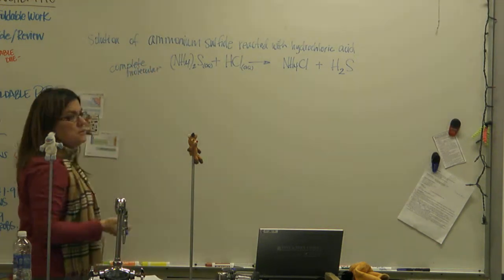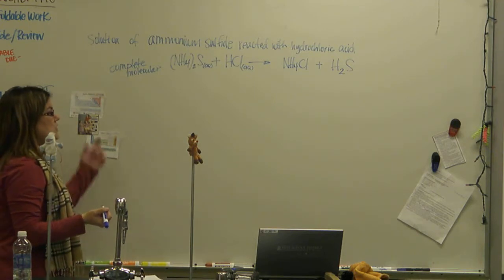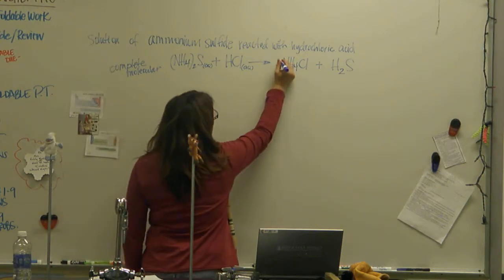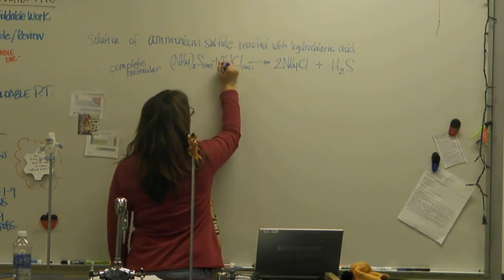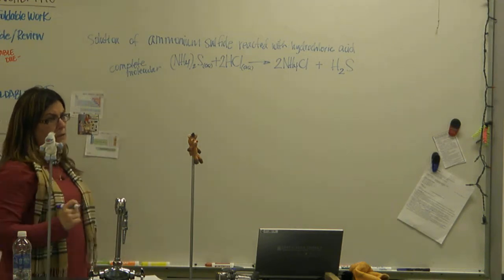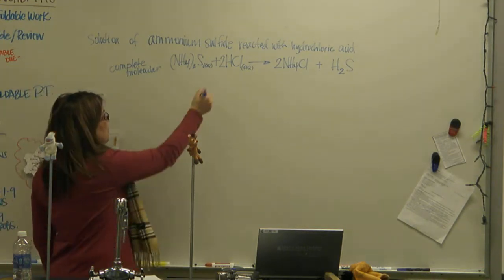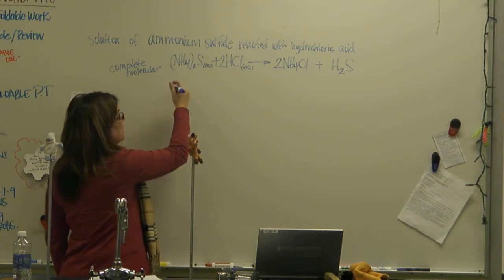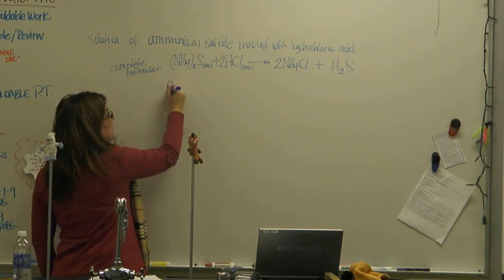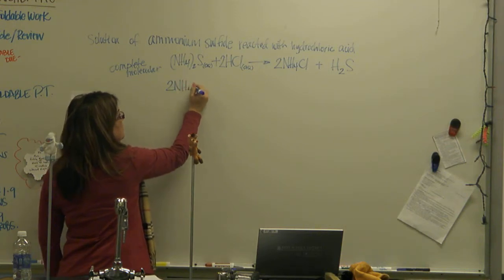For one thing, it's not balanced. For another thing, it's not showing dissociated ions. So you would have to put a 2 in front of here and a 2 in front of here first, and then balance it all out and make it into the ions. So remember, complete molecular equation is this. Ionic equation is going to be to split those all up into their separate ions.